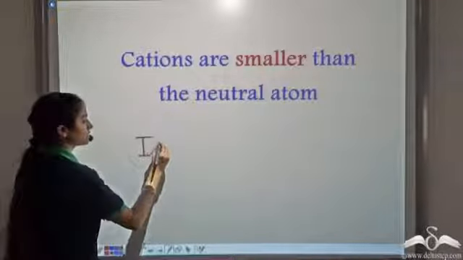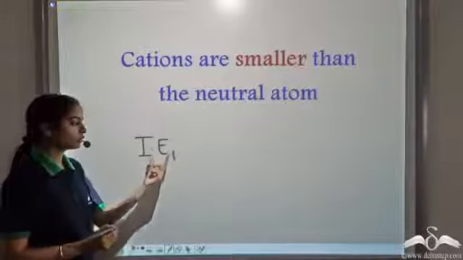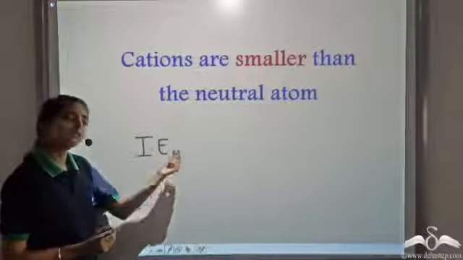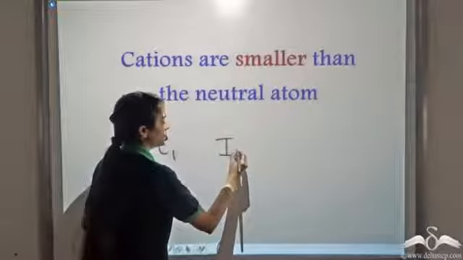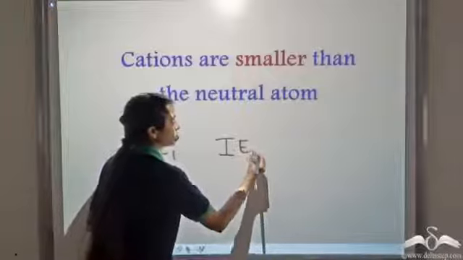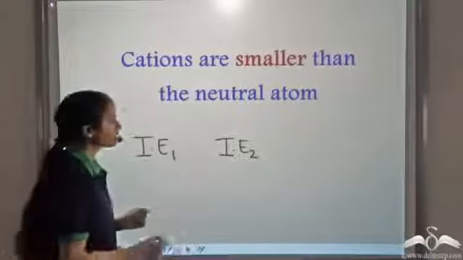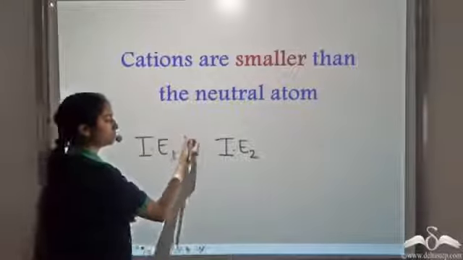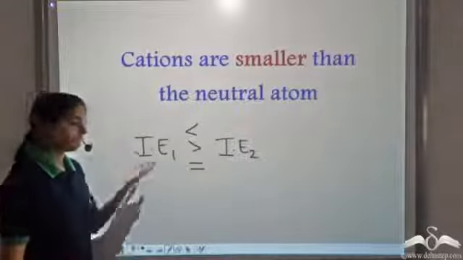Let's say IE1 is the amount of energy required when we are removing one electron from an atom, and IE2 is the amount of energy required to remove the second electron from the atom. So what do you think? Is IE2 more, less, or equal to IE1? Let's see.